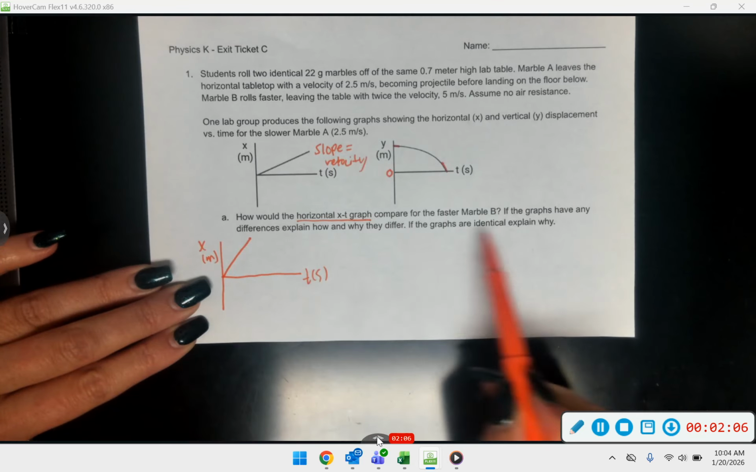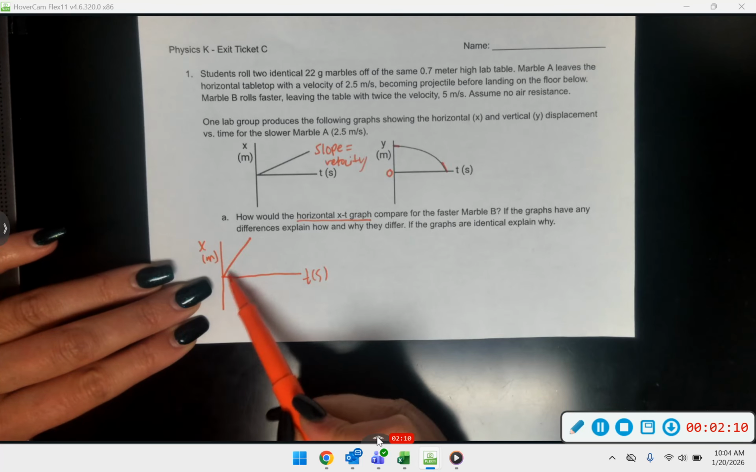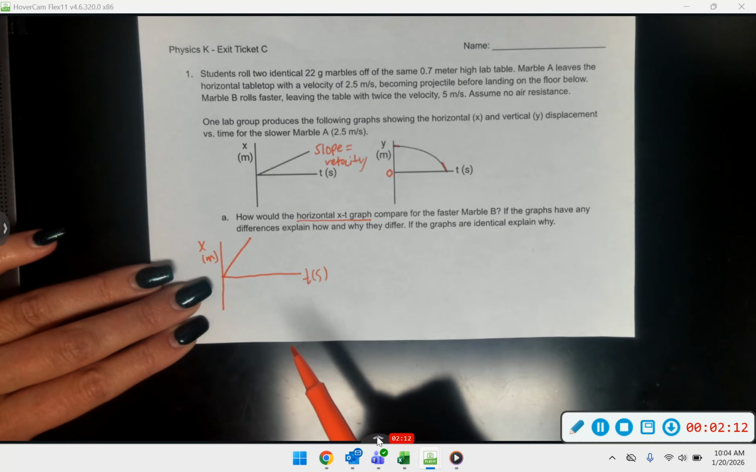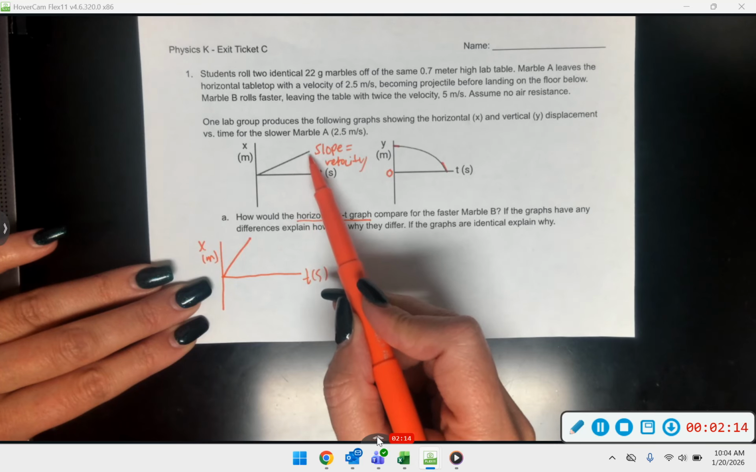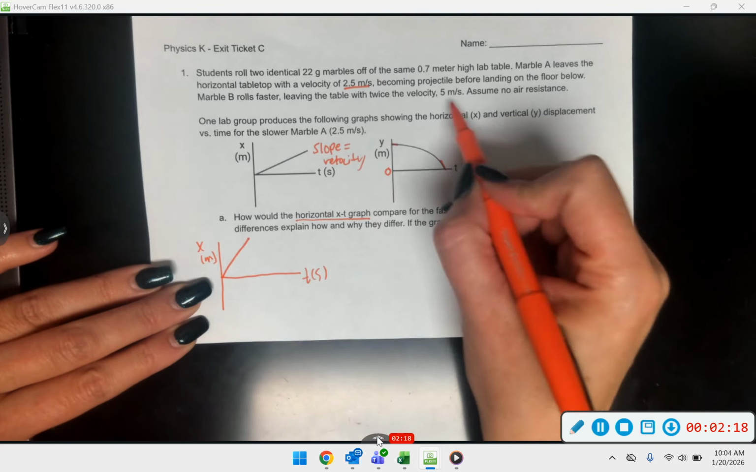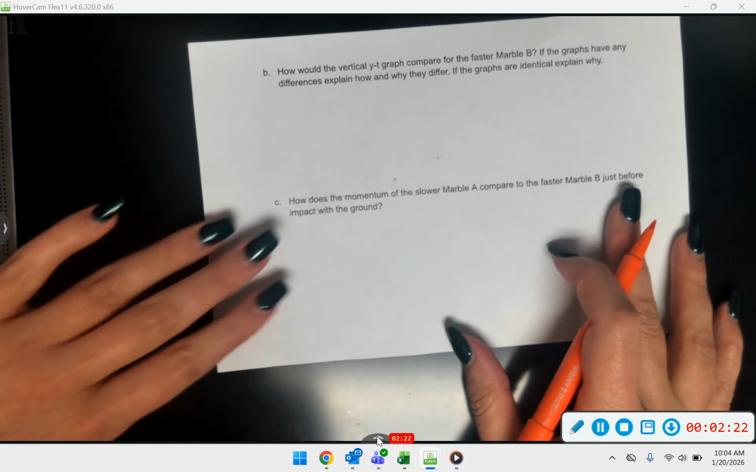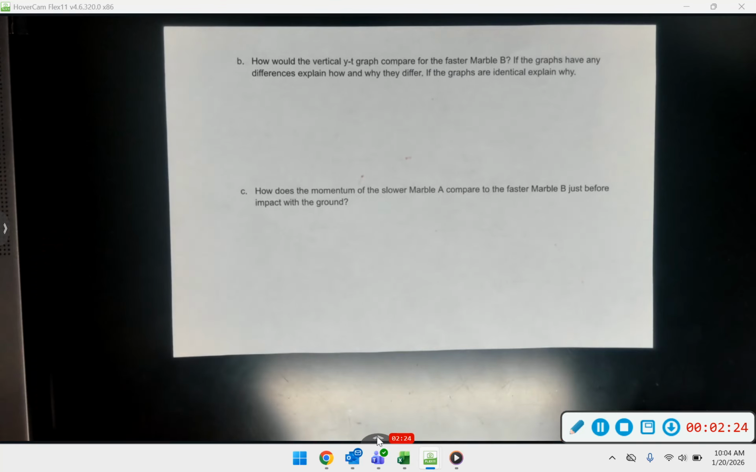And so if you were comparing them, how would they compare? The XT graph would show a slope that was twice as steep. The slope of this one is 2.5, because it says so right here. The slope of this one would need to be 5. All right, as for the next question, how does the vertical graph compare?